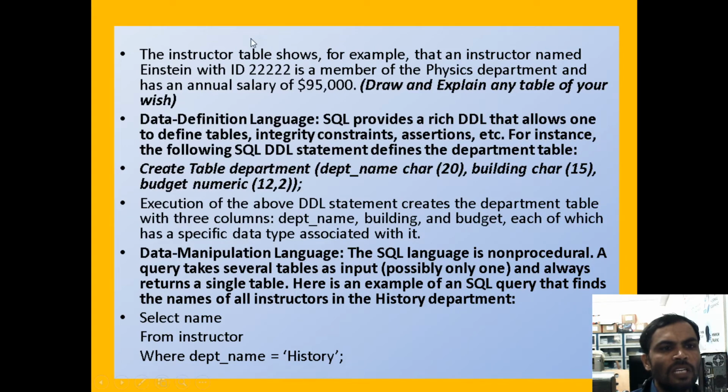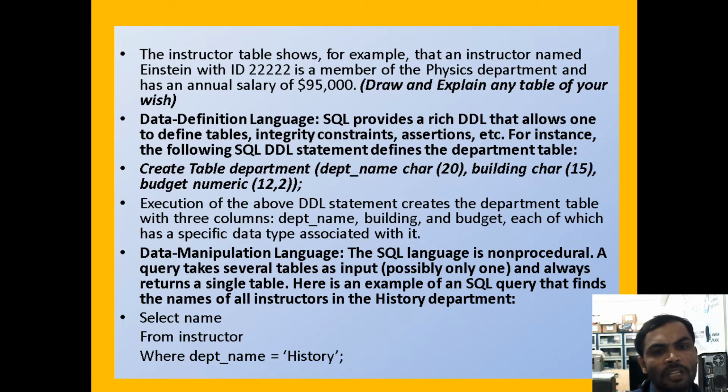Now if you look at the instructor table shown, for example the instructor name is Einstein. Under the instructor table the name is Einstein. Under Einstein we have the ID, and the physics department, with an annual salary of $95,000.